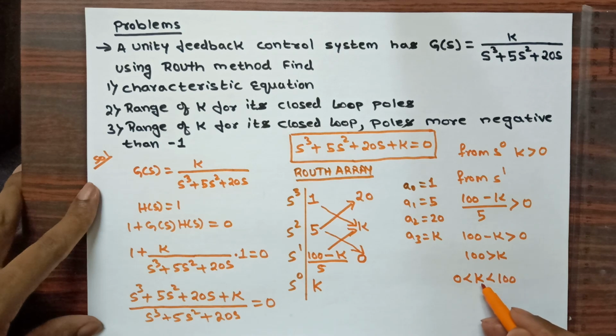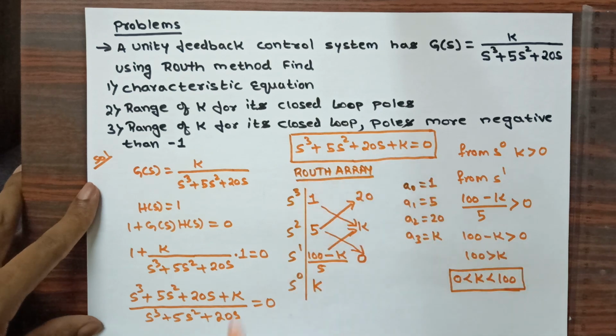100 greater than k, k greater than 0. This is the range of k for the closed loop poles of this characteristic equation. Now the system is stable, 0 less than k less than 100. This is the solution of the second question. Now next we are going to find the solution for the third question.